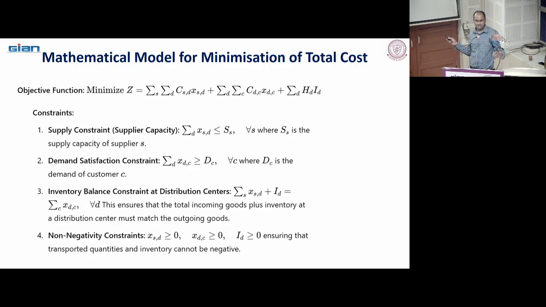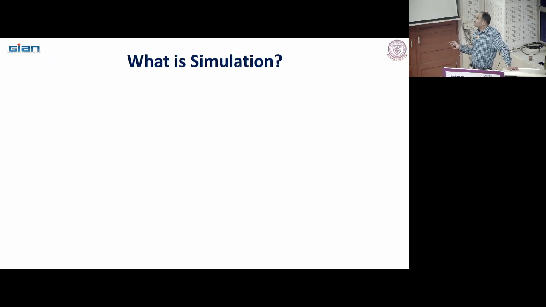What is this demand capacity? We are saying whatever it can go up to their demand, so maximum. Then this is the inventory balance: whatever is coming from the supply is equal to the outbound flow, and these are your non-negativity constraints.